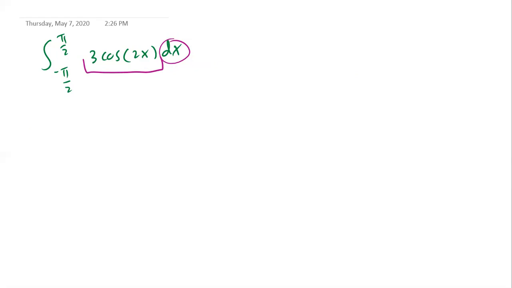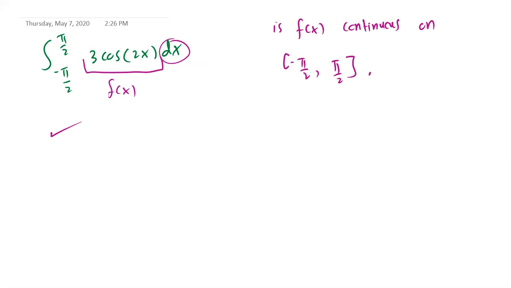But always write that. So the only thing you have to check is, is f of x continuous on negative pi over 2 to pi over 2. That's the only thing you have to check for the fundamental theorem of calculus part 2. In this case, it is, right, because cosine is continuous everywhere. So what does the fundamental theorem of calculus say? What is this going to be? Well, all you need to do is find one antiderivative of this function f. And remember the notation, evaluate at the endpoints.